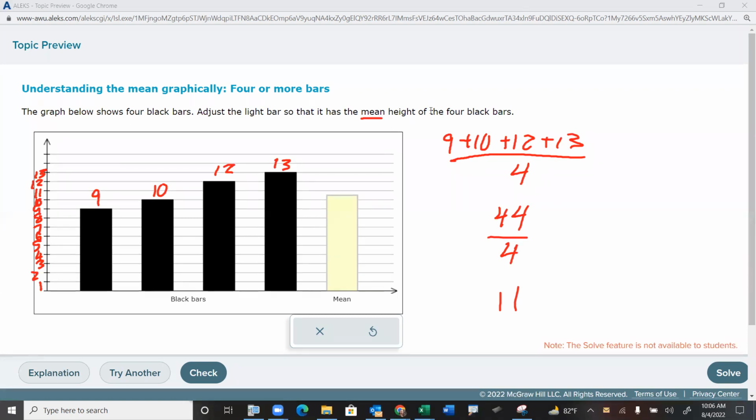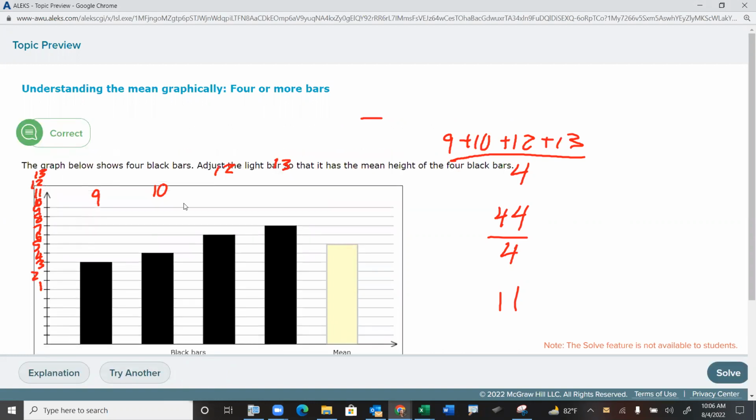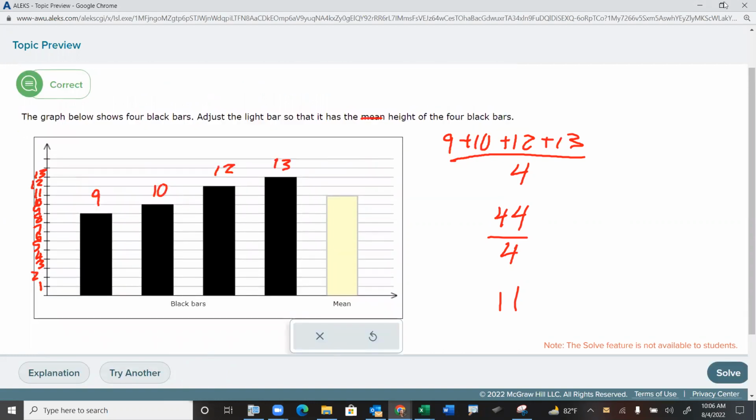So we would just need to make sure that our bar is at height 11, and there it is, which is really close to what I estimated in the first place. So that would be it. I'll check it, and it's correct. Okay, and that would be one way to do it. A really, just a nice simple way.